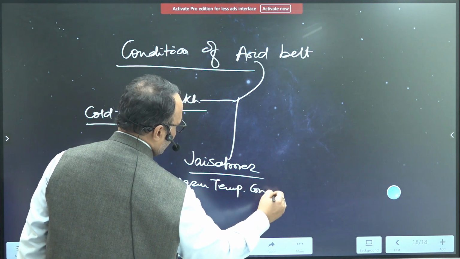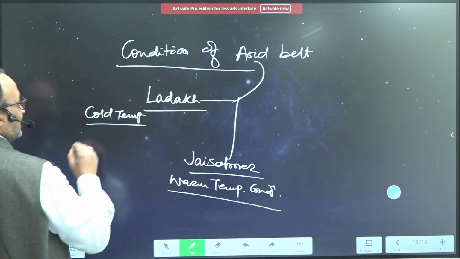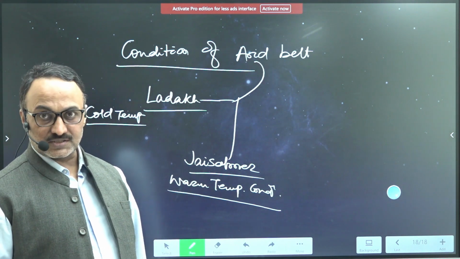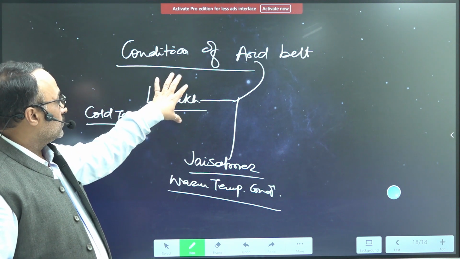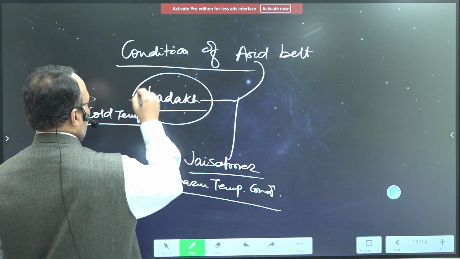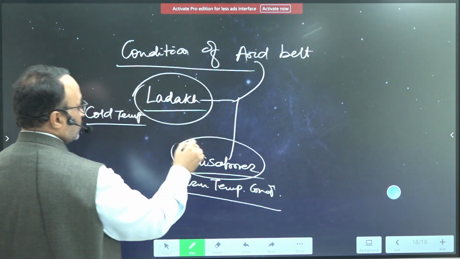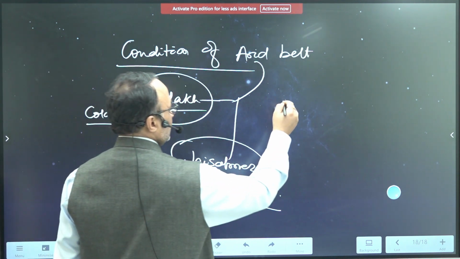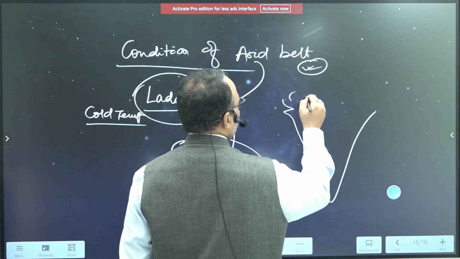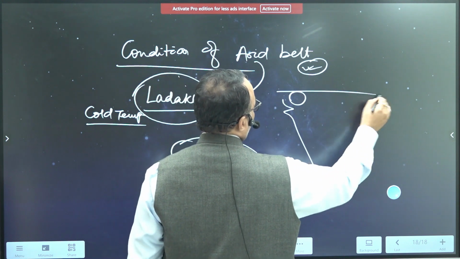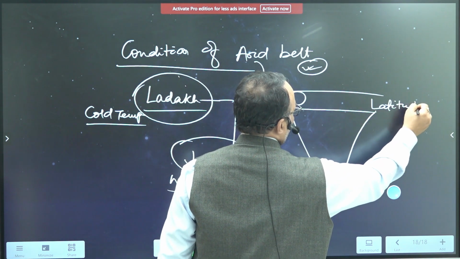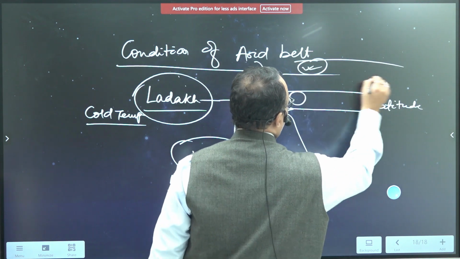Now, if the question is asked to explain the arid belt geomorphology with reference to Ladakh and Jaisalmer, then how will you explain it? Think about it. Because in case of India, if you observe, one is at Ladakh here and another is here. So you can see the latitudinal difference. The latitude here and the latitude here is quite different.